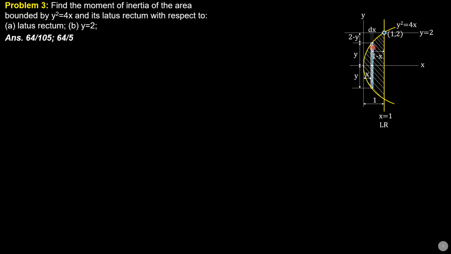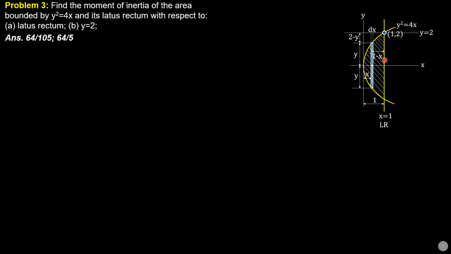So if the distance from the y-axis to any element of this rectangular vertical strip is x, then the distance of the centroidal axis of the strip from the latus rectum would be 1 minus x, because this is 1 and that is x, so this is 1 minus x.